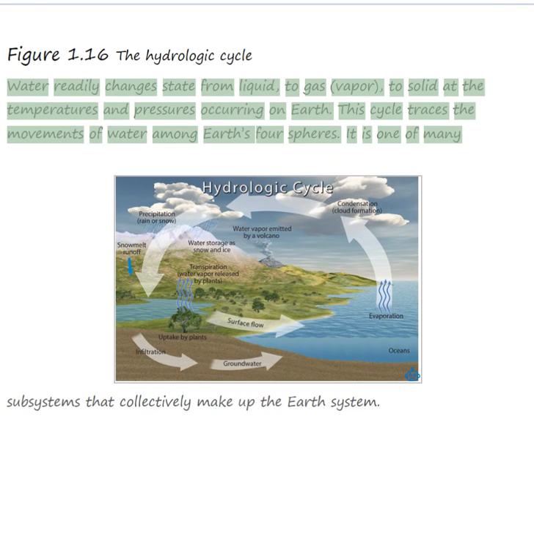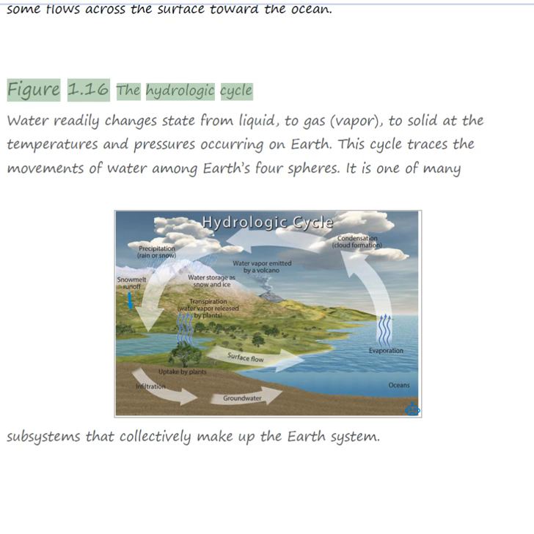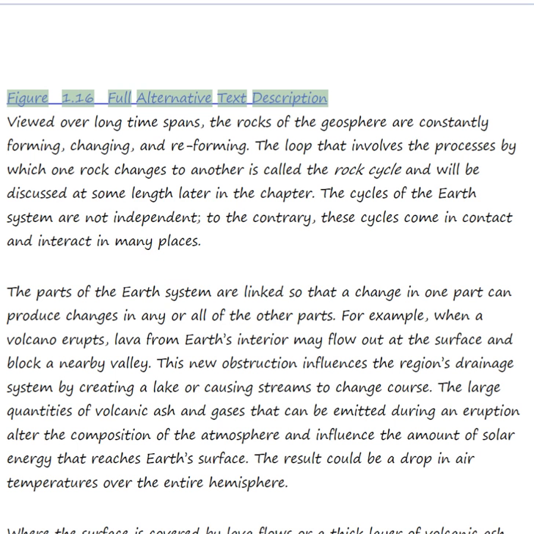Water readily changes state from liquid to gas to solid at the temperatures and pressures occurring on Earth. This cycle traces the movements of water among Earth's four spheres. It is one of many subsystems that collectively make up the Earth system. Figure 1.16 The hydrologic cycle. Figure 1.16 Full alternative text description.